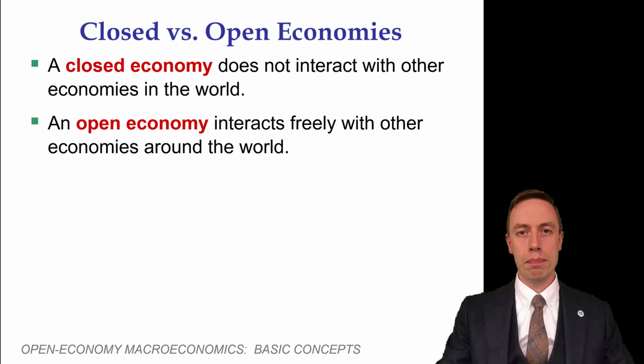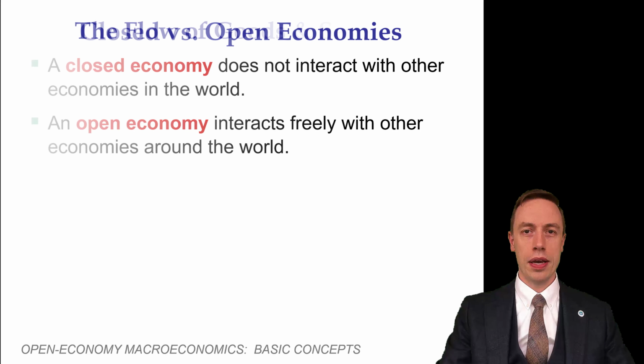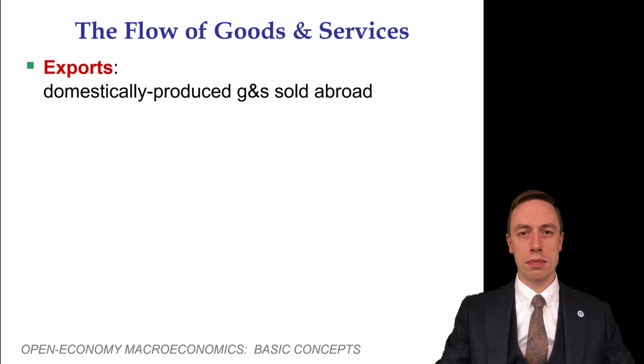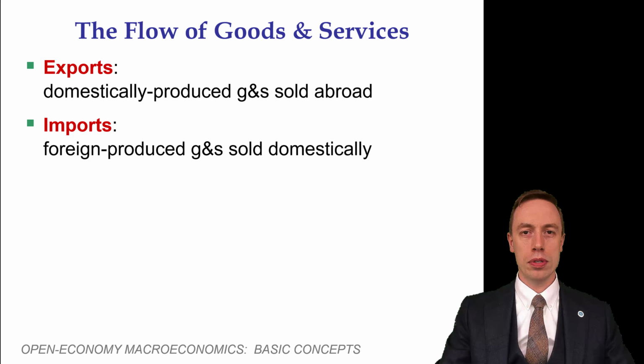There are two major features of this that we're going to discuss today. One of them is already familiar to you: imports and exports, the flows of goods and services. So a brief reminder here. An export is a product that's produced domestically and sold abroad. An import is produced abroad and sold domestically.